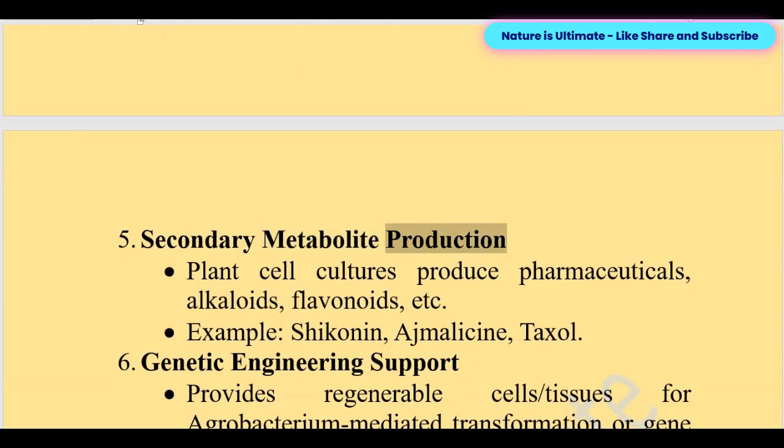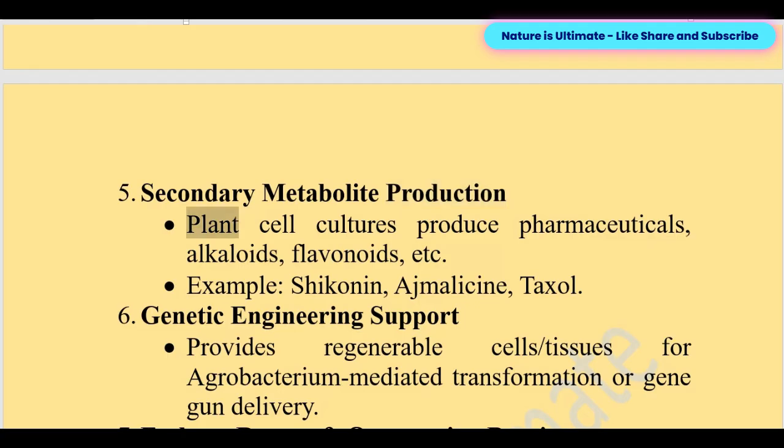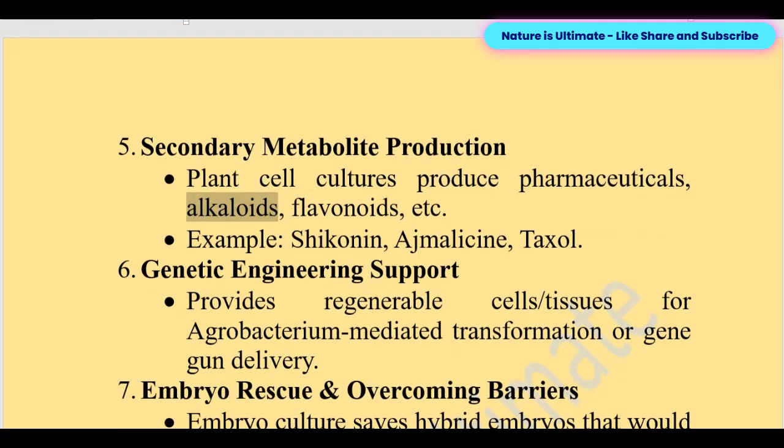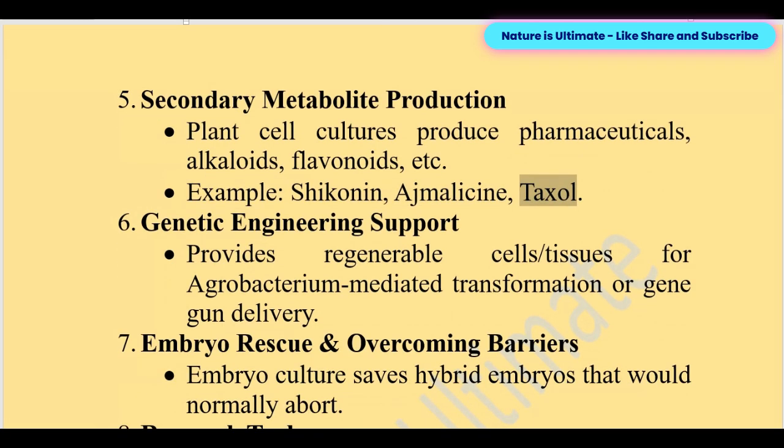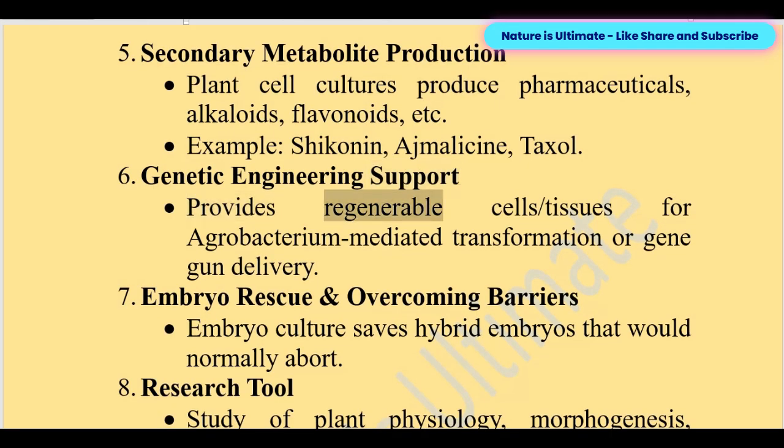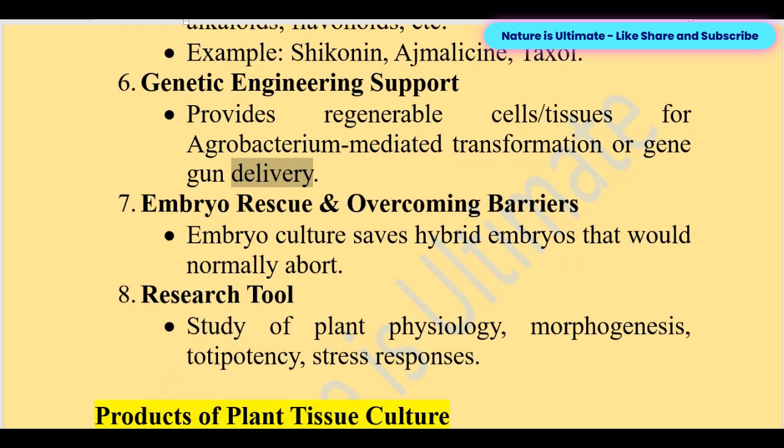Secondary metabolite production. Plant cell cultures produce pharmaceuticals, alkaloids, flavonoids, etc. Examples: shikonin, ajmalicin, taxol. Genetic engineering support. Provides regenerable cells/tissues for Agrobacterium-mediated transformation or gene gun delivery.